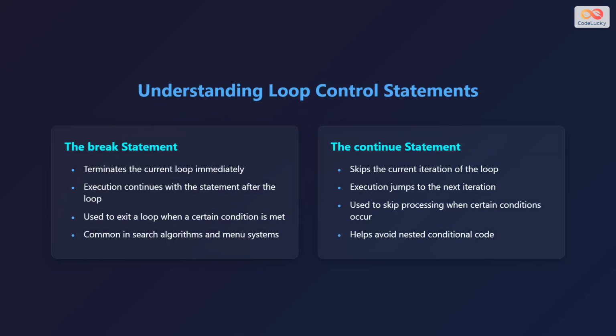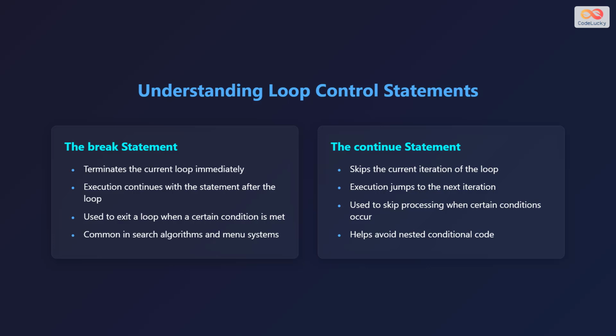Let's understand loop control statements. First, we will discuss the break statement. The break statement terminates the current loop immediately, and the execution continues with the statement after the loop. It is used to exit a loop when a certain condition is met and is common in search algorithms and menu systems. Next, let's discuss the continue statement.